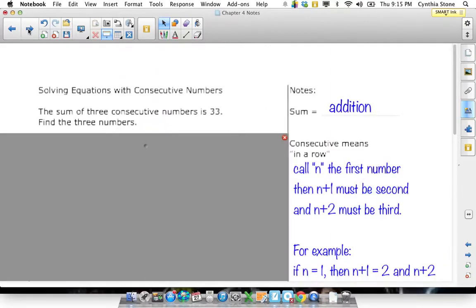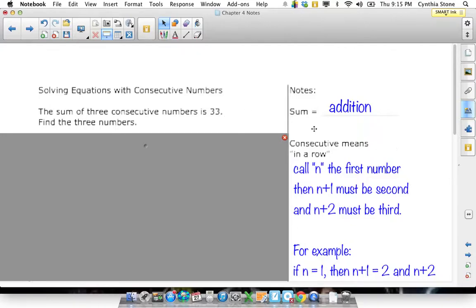Moving on. These ones come up quite frequently. They're actually kind of fun once you figure them out. The sum of 3 consecutive numbers is 33. Find the numbers. I personally, when I first look at that, think that's going to be hard. But once you know the trick, it's really, really easy. You just have to remember that, first of all, consecutive means in a row, and sum means you're adding. So we're going to add 3 numbers in a row, and they have to add up to 33.